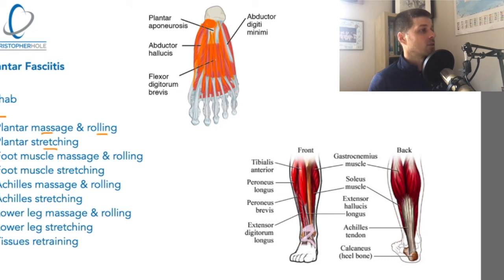After that, I would then start working away from there. Now if I had the time, I would go into this. But I would start working away from there, and then I would move into this for the second session. So essentially I'm massaging the plantar fascia and the muscles of the foot, which are on the underneath part of the foot.